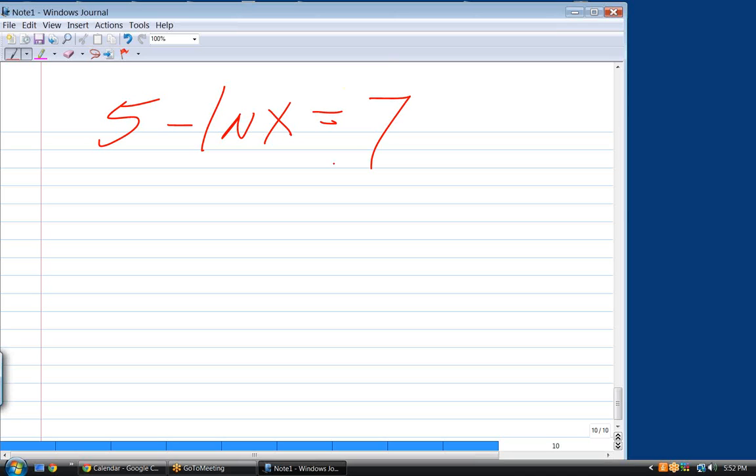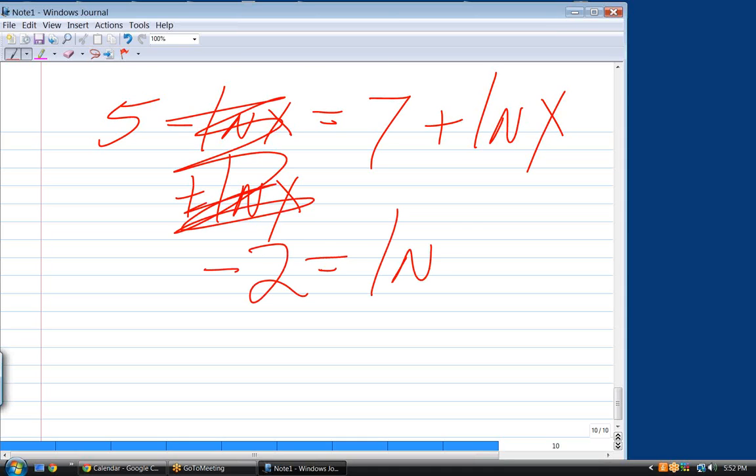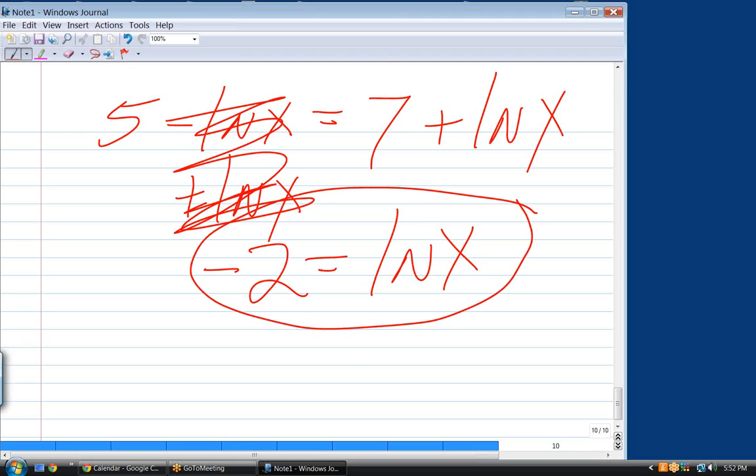Well, let's do it in 2 steps. I don't want to leave you with the problem of having a negative sign in front of the natural log. So let's add natural log to both sides. And now let's subtract 7 from both sides. Because now what we have is 5 equals that. We're going to get rid of the 7. So now I have minus 2 equals natural log of x. So how do I solve that?